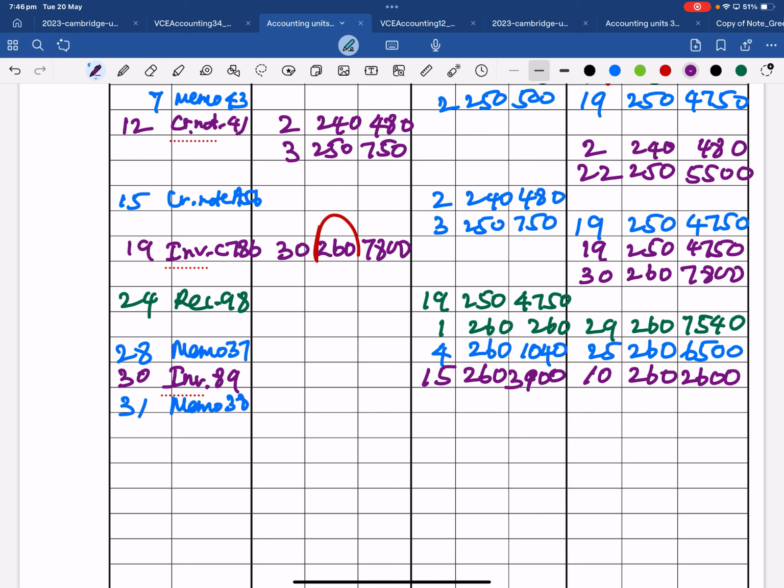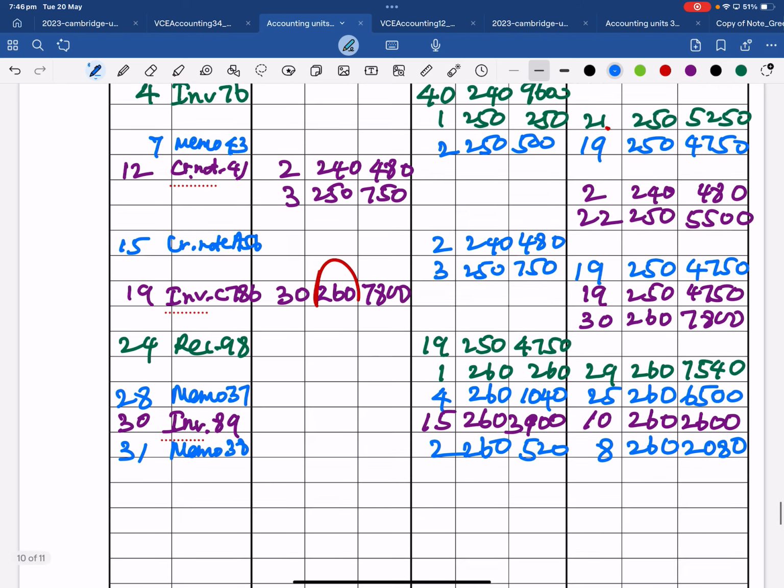So Memo is saying that we have lost 2, meaning we are recording it at 260, 520, 8 at 260, which is 2080. Right.